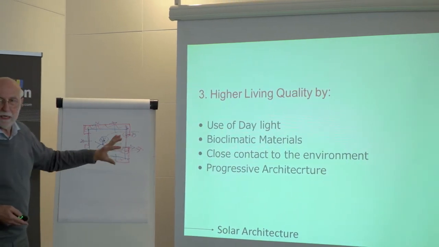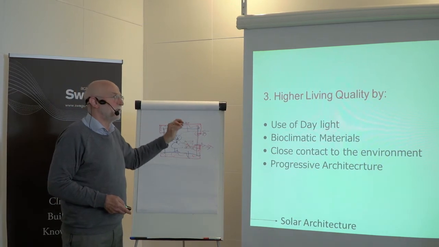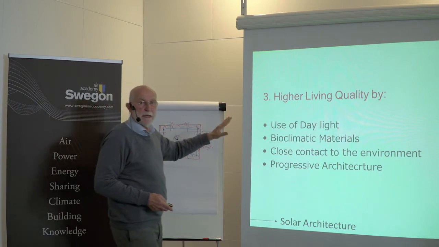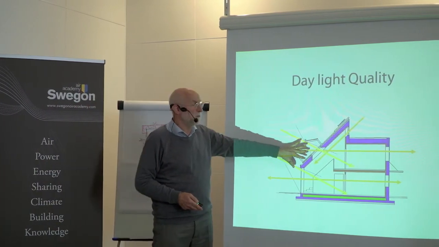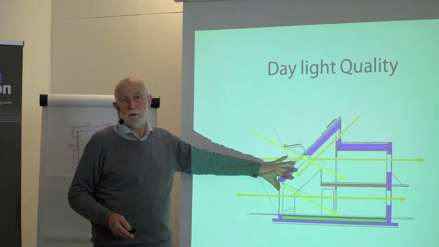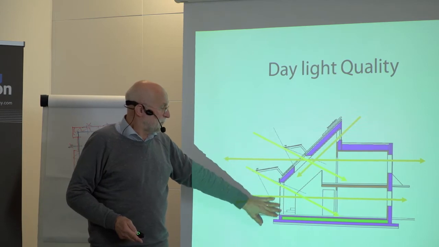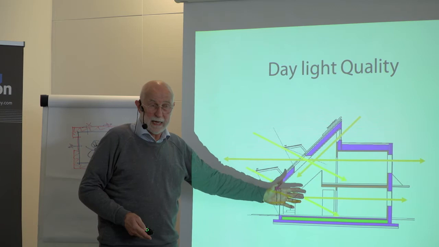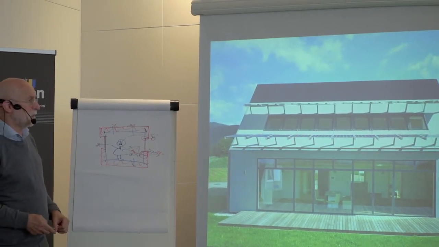But for me as an architect, it's not just this energy, it's also that I think with this new strategy, we get a better living quality. Why? Because we can have more daylight with the passive solar approach. For example, this house has 60% of floor area with windows. The standard is 10 or 15. It's like what the house looks like.